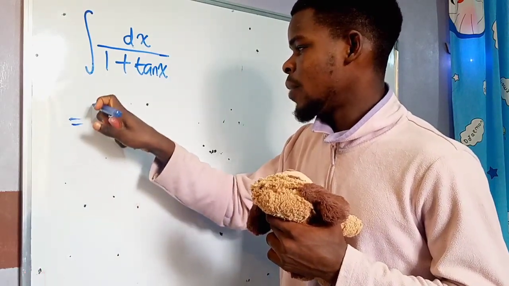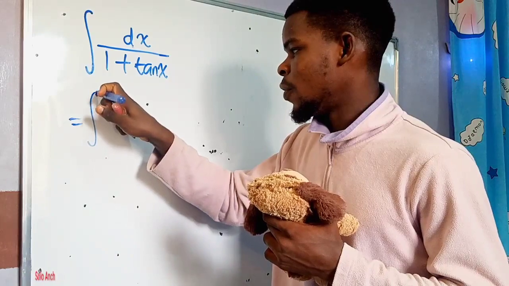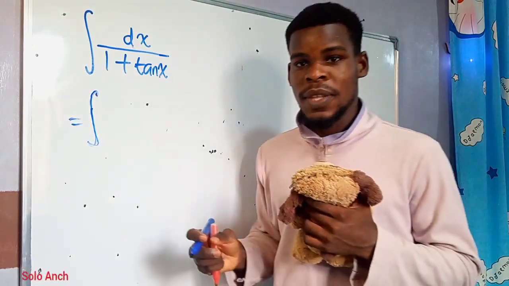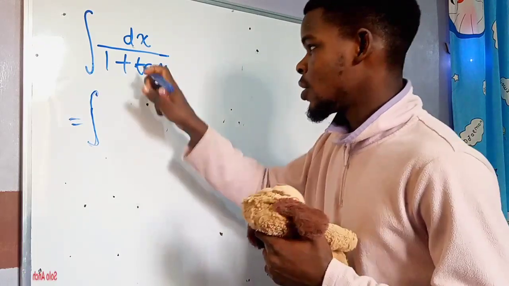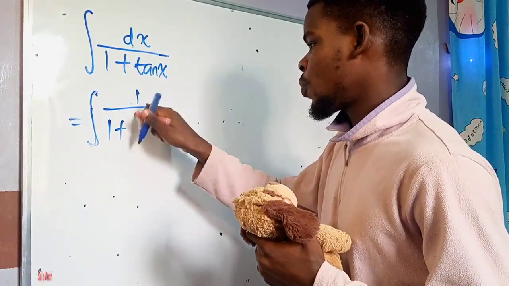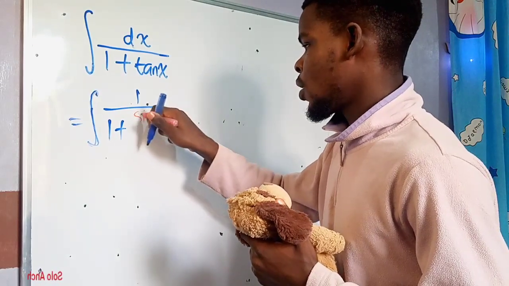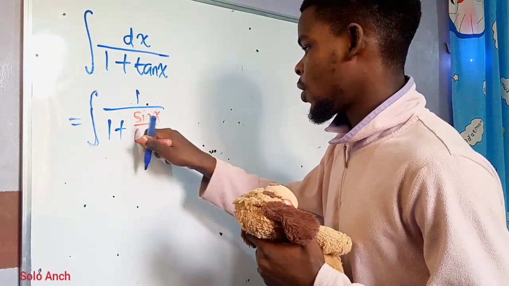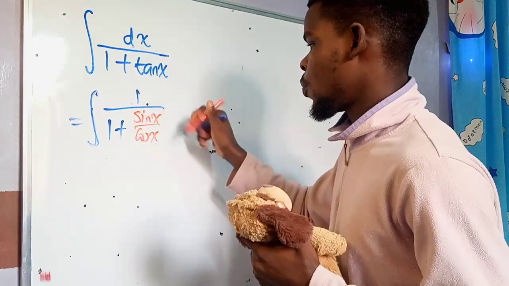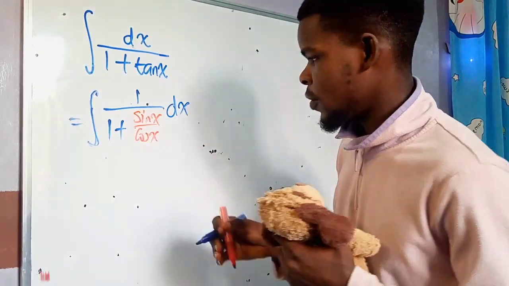I'm going to start off by making an easy replacement, that is a trig identity. We know that tangent is the same thing as sine over cosine, right? So I'm going to put 1 at the top divided by 1 plus, in place of tangent, the sine of x divided by the cosine of x. Let me clean this and write it again, right? And then we put the dx over here in its main position.